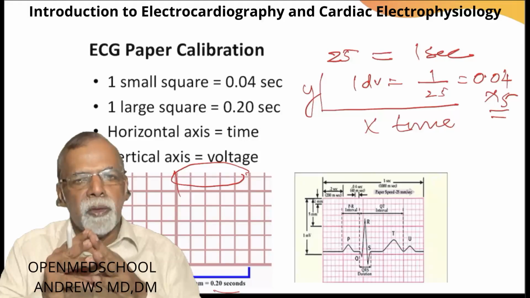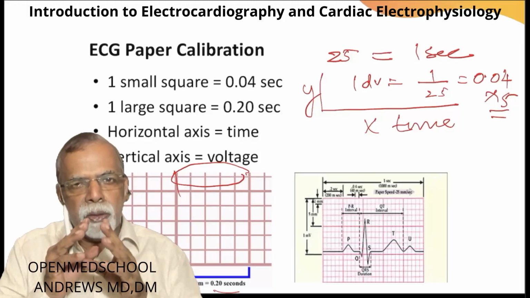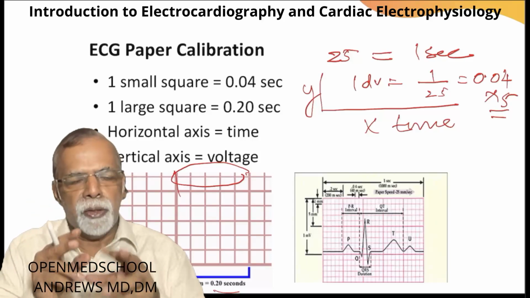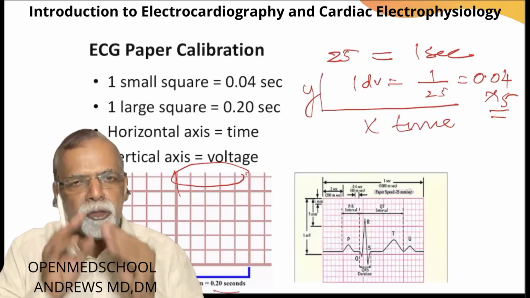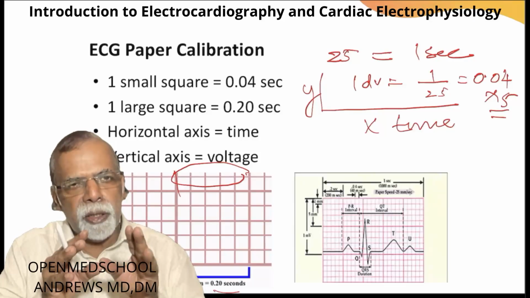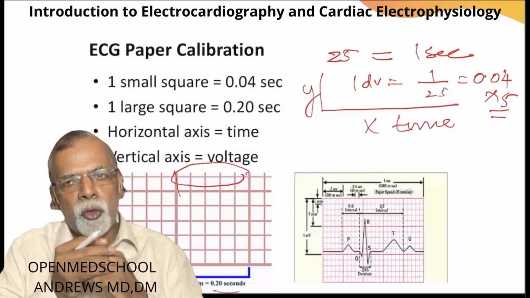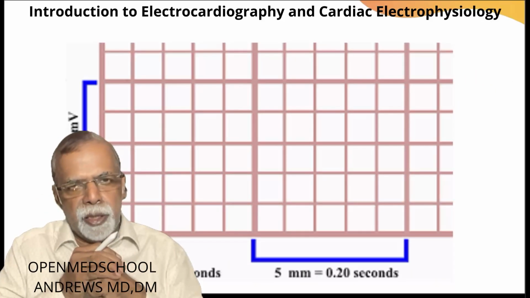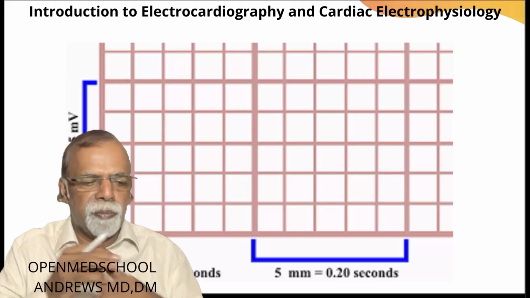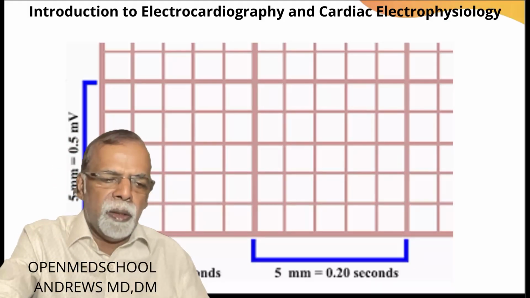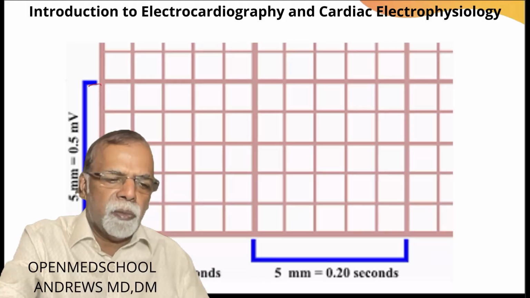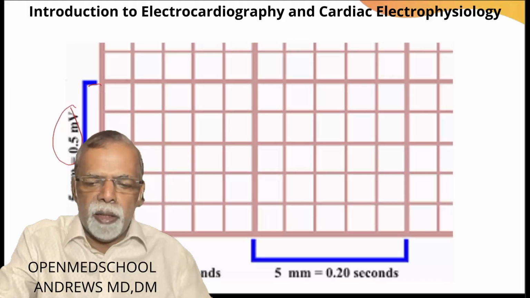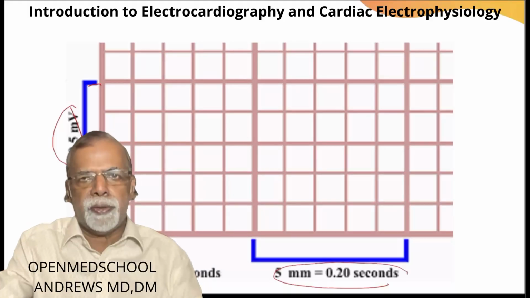I will repeat once more. The paper is running at a speed of 25 small divisions per second. So 1 small division is 0.04 seconds. And a large division, that is 5 small divisions, is equal to 0.2 seconds. This you should remember. This is an enlarged view. The same thing is repeated. 1 large division is equal to 0.5 millivolt. And 1 small division is 0.04 seconds, and 1 large division is 0.2 seconds.